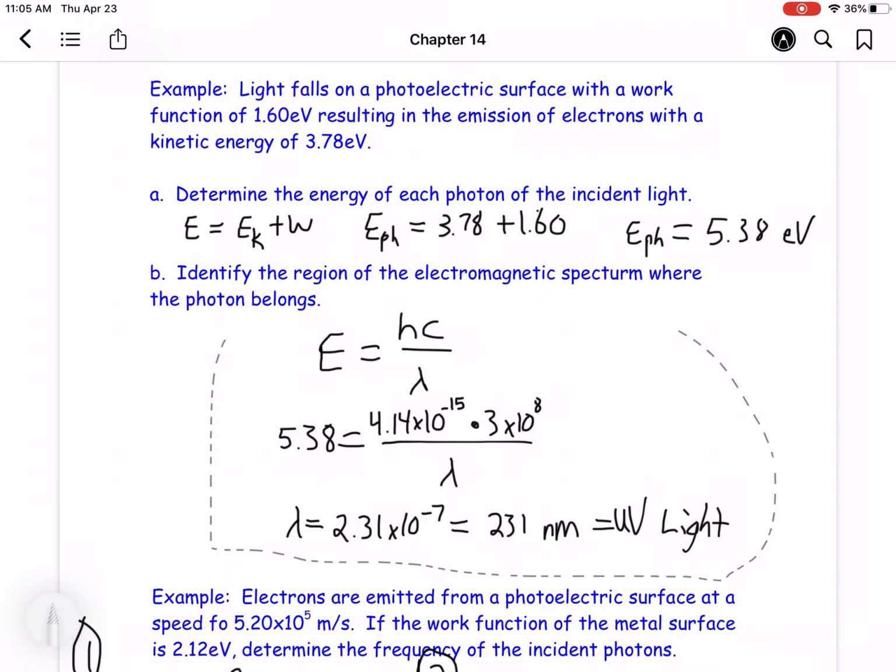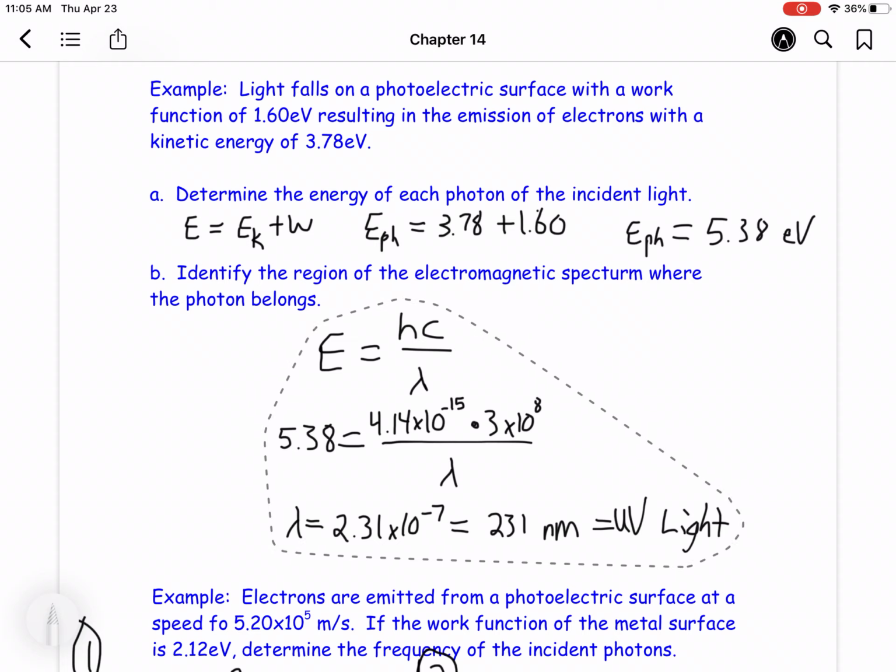All right, the second part of the question is about identifying the region of the electromagnetic spectrum where the photons belong. So when it's asking for what region, usually, if you do have the electromagnetic spectrum memorized, which you're supposed to under normal circumstances, you would have it memorized in wavelength. So what we're going to do is we have the energy of the photon. These two are just constants, and so we're going to find the wavelength of that. And so we figure those out.